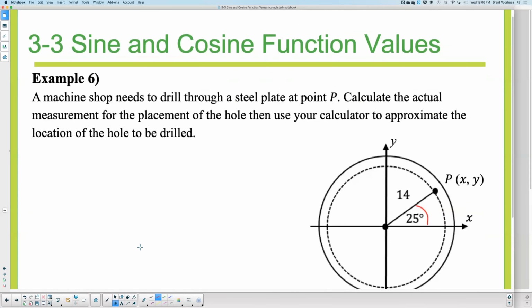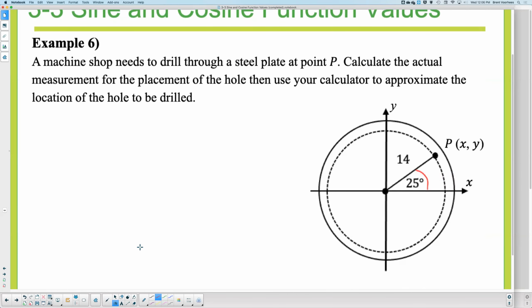Example 6 here. It says a machine shop needs to drill through a steel plate at point P here. Calculate the actual measurement for the placement of the hole, then use your calculator to approximate the location of the hole to be drilled. Okay, so if we're going to use an x and y here, think through that the x comes from cosine. So if cosine is x over r, then x itself would equal r times the cosine.